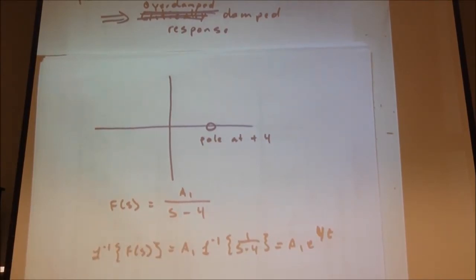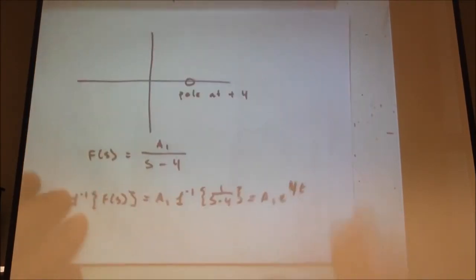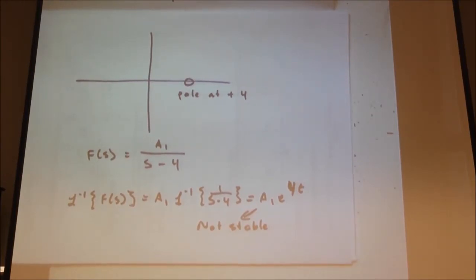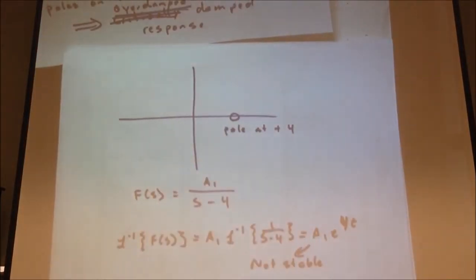It gets bigger and bigger. So this is an exponentially growing response. As far as systems go, what would we say about this? This is not stable. So this is an unstable response. Exponential growth cannot happen. And so what does that mean for us in terms of our poles? Well, any pole that's going to be positive is going to produce an unstable response.